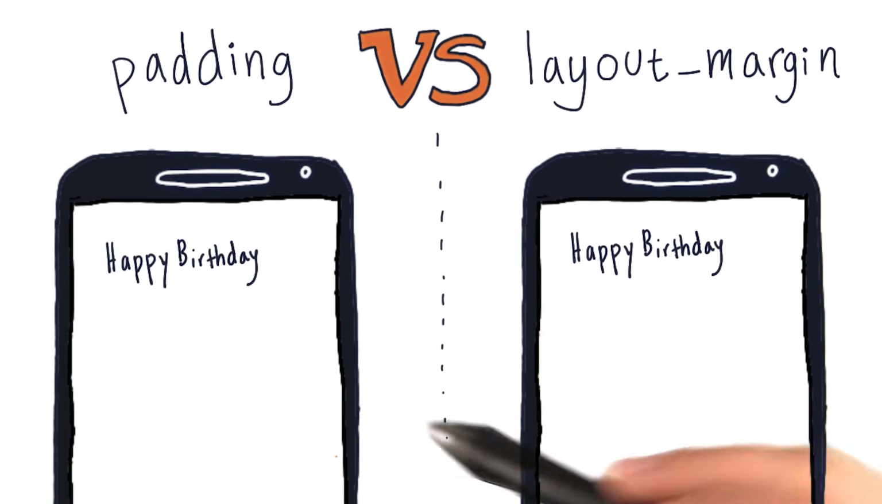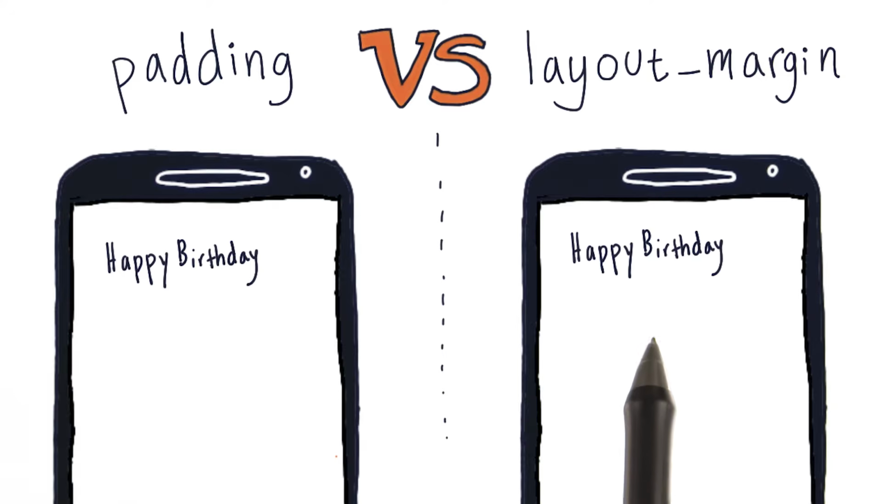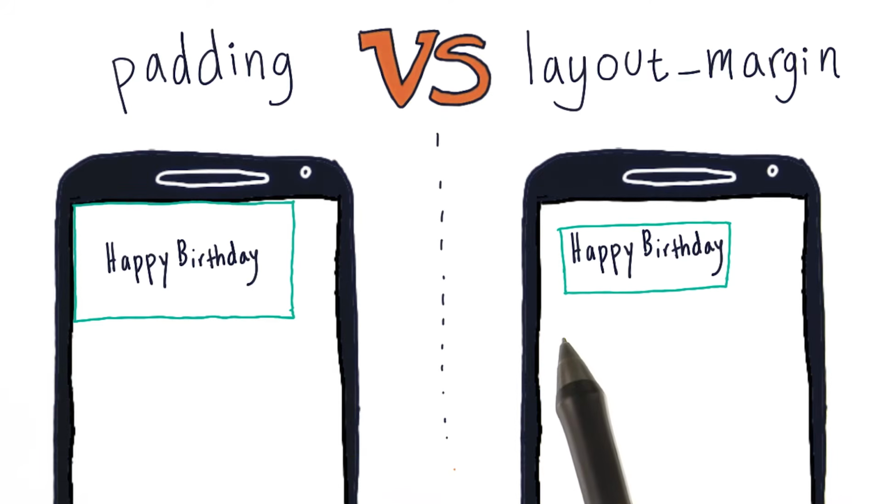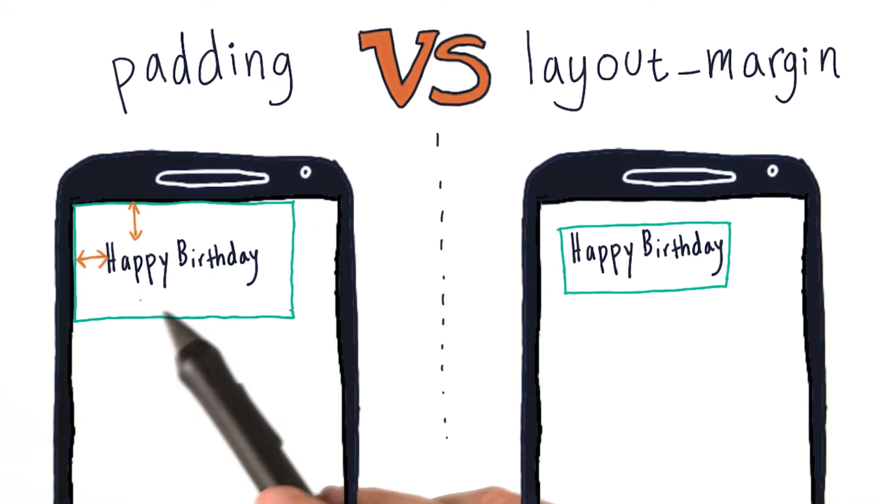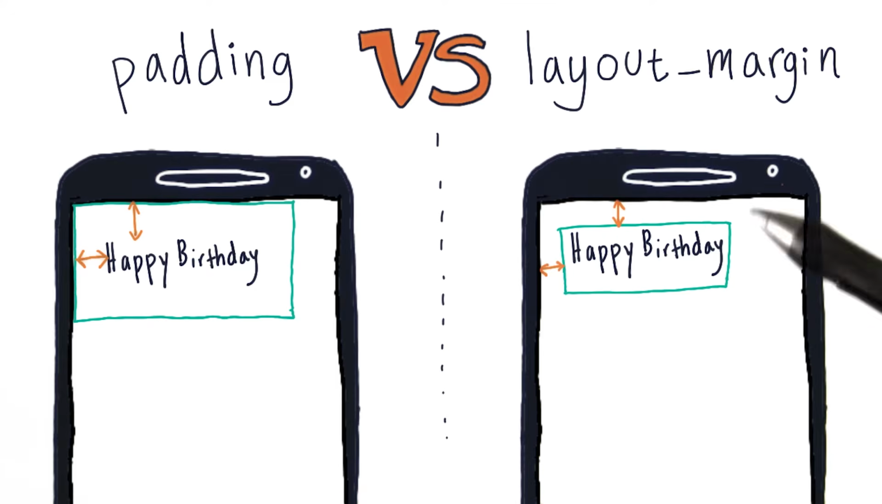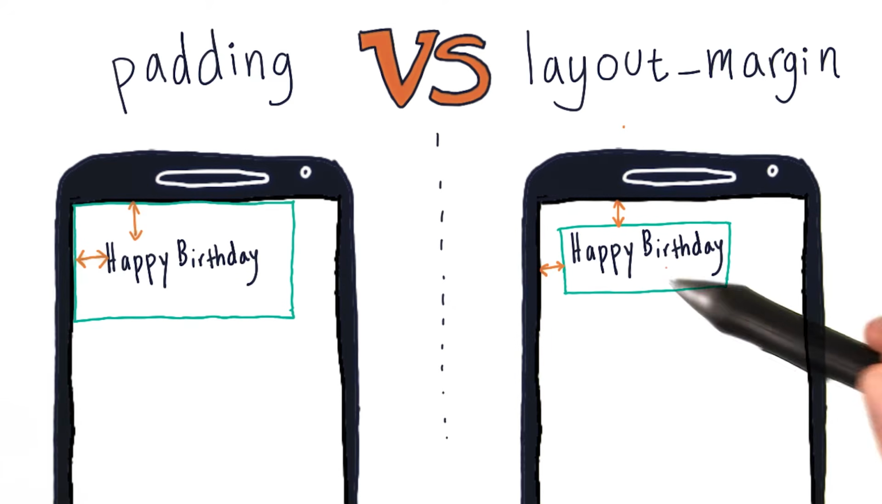In practice, a lot of times a view that uses padding will look very similar to a view that uses layout margin. Let me actually draw the view borders for you. Once you draw in the view borders, you can actually see the difference between these two situations. In the case of padding, you're making the actual view larger by adding space inside of the view. In the case of layout margin, you're adding space around the view, but not actually changing the size of the view.